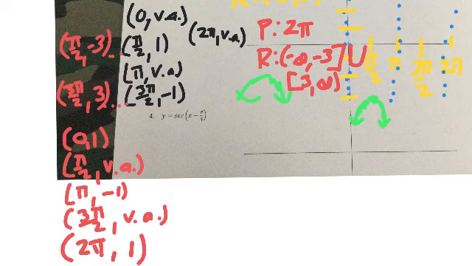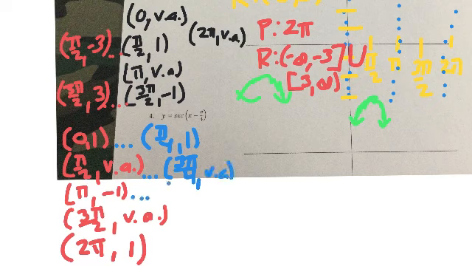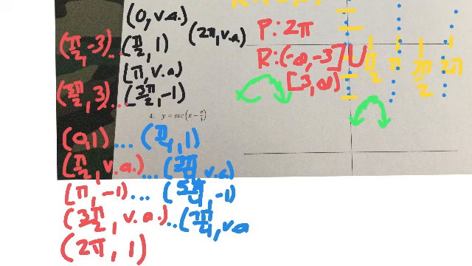Now this time I have a phase shift of pi over 4, which means I need to add pi over 4 to all of my x values. So now this is going to become pi over 4, 1. When I add pi over 4 here, that's going to be 3 pi over 4, vertical asymptote. Add pi over 4, so that's 5 pi over 4, negative 1. This becomes 7 pi over 4, vertical asymptote. And 9 pi over 4, 1.